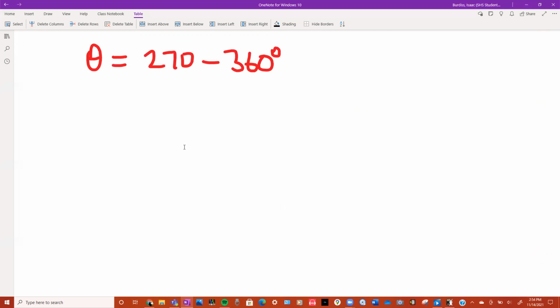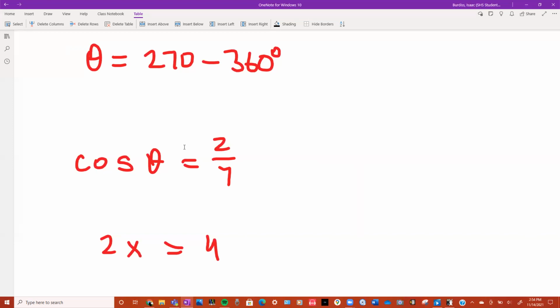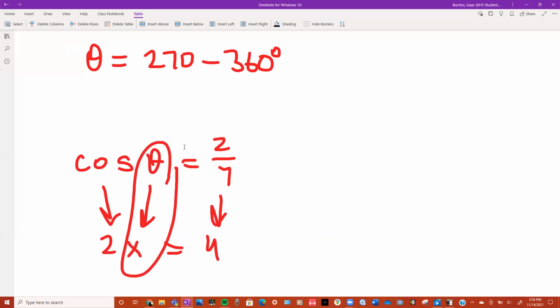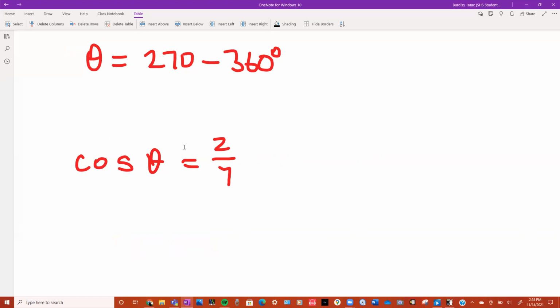How do we find it? Well, we were given that the cosine of our angle is 2 over 7. This is kind of like any normal algebraic equation. So think of it as 2x equals 4. Our angle is x, and all we have to do is get rid of this cosine. You might think to divide by cosine, but that's not something you can do. What we actually have to do is take the opposite of cosine, which is cosine to the negative 1.